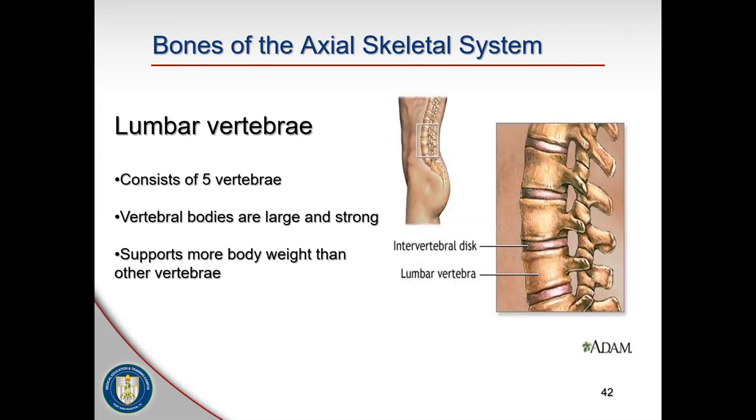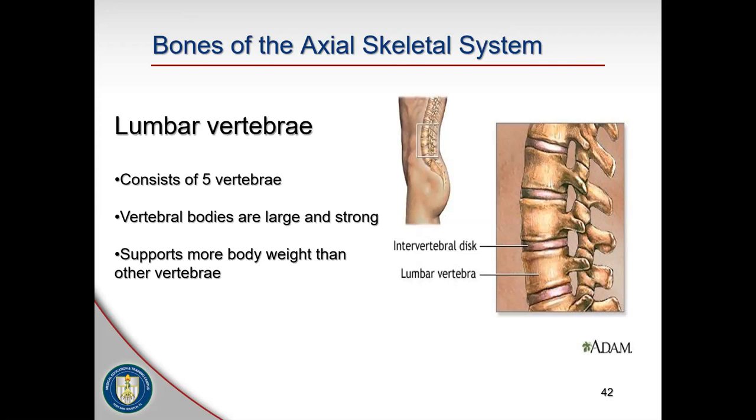And you have the lumbar. The lumbar is the lower aspect of it, after we move away from the ribs cage. We move a little bit down. So the vertebral bodies are normally large and strong because they bear most of the weight from our head, especially if we start putting too many heavy things on our head to transport. It supports more body weight than other vertebrae because of the location in which they are.